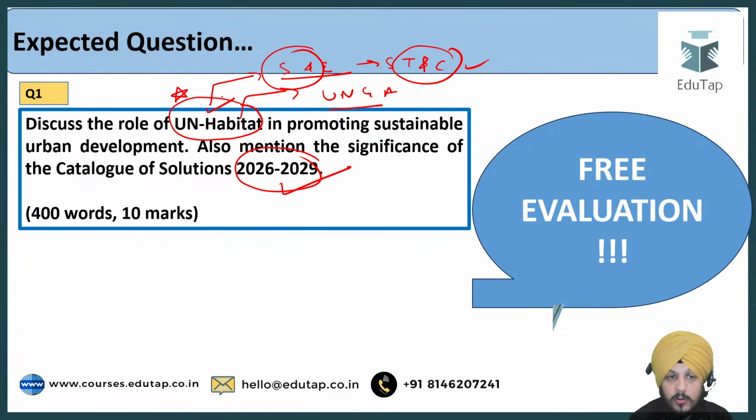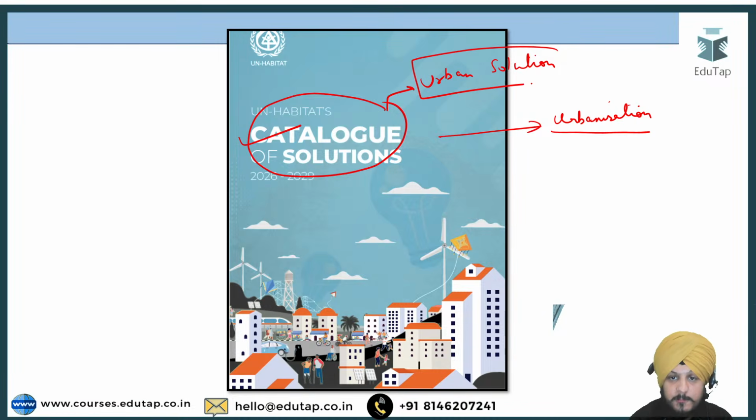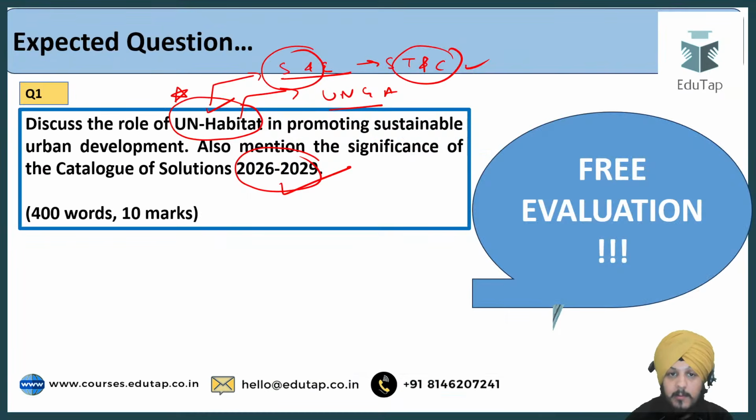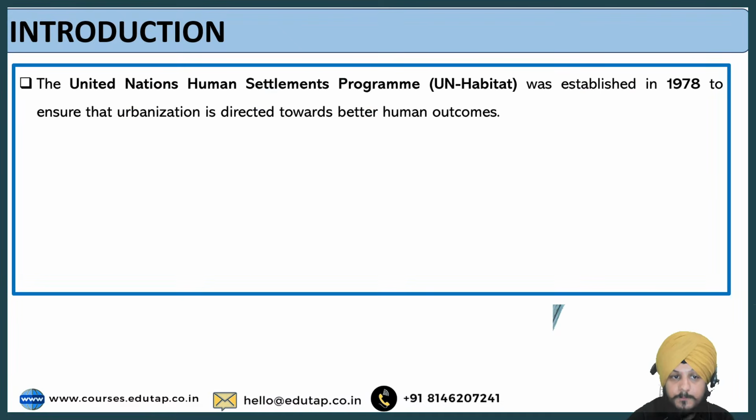And what UN Habitat has done, it has basically released this catalog of solutions in order to provide different types of urban solutions that can be adopted by different countries, different cities. So in a very specific manner they have released it. So we are going to see what all is included as a part of it. But before that, let us discuss the introduction as far as this question is concerned.